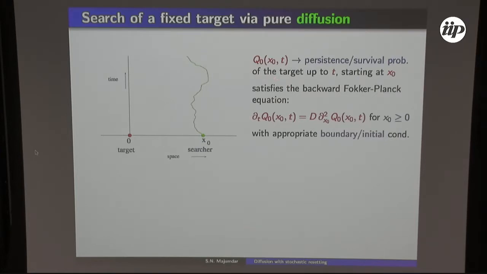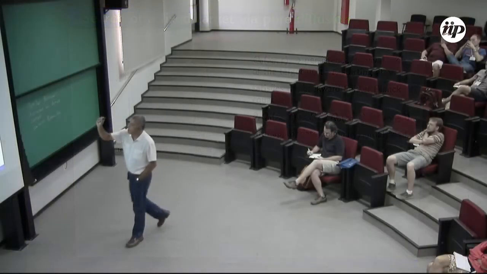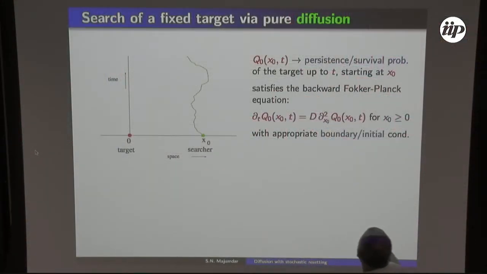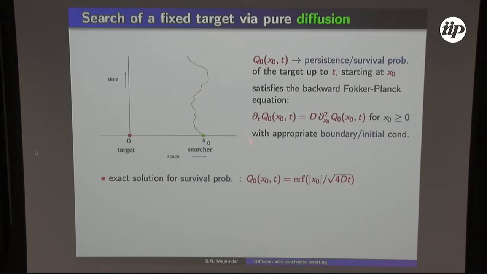Okay? And then it is very easy to show that you can write down a backward Fokker-Planck equation. Backward, because you are varying the initial position here. You don't care about the final position, just varying the initial position. So this is just a backward Fokker-Planck equation valid in the semi-infinite space, x naught greater than or equal to 0. And you have to put the absorbing boundary condition, that is, if you start at x naught equal to 0, then this q should be equal to 0. Okay? So it is trivial to solve this equation.